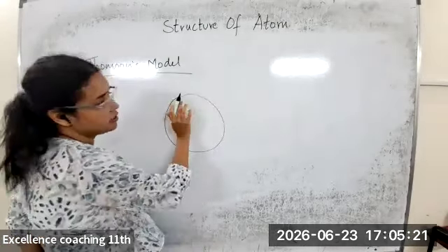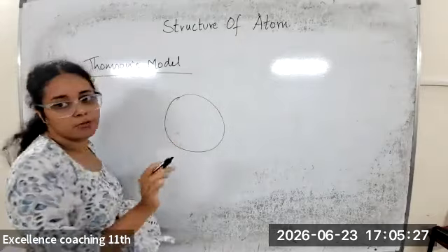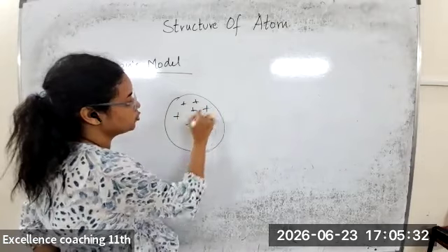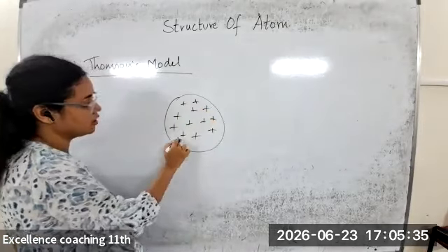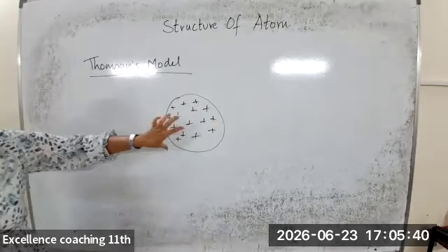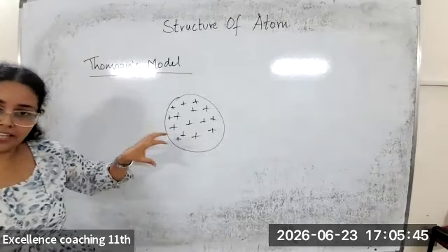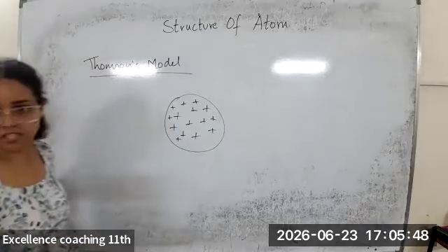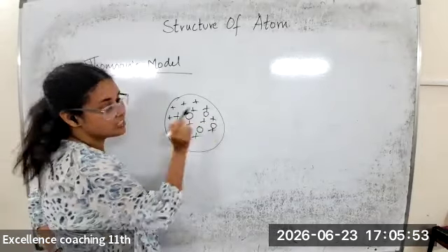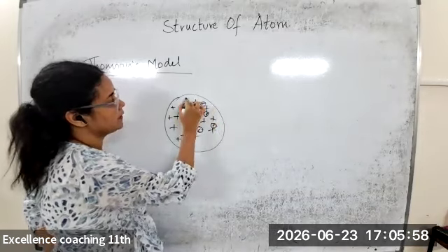He said that an atom is uniformly distributed with positive charge. There is positive charge which is uniformly distributed throughout the atom. And although there is positive charge, there are also negatively charged electrons which are embedded inside this. So there is positive charge, no doubt about it, but there are also some negatively charged particles, electrons to be more specific, which are also present here.